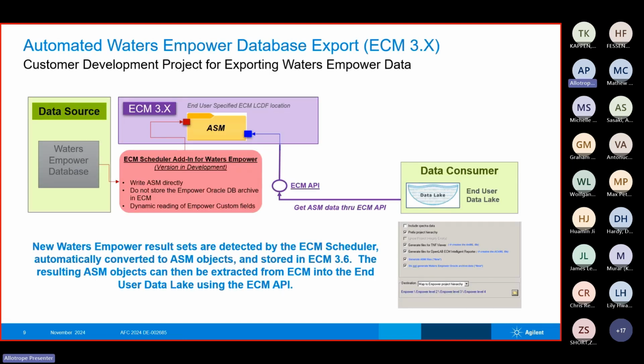We have also integrated ASM export for the Waters Empower database. I would like to recognize Heiko, who's joined this call virtually, who has been extensively working on this project. So what happens is we have a connector that works with the Empower database. Whenever a new record entry hits the Empower database, we read that record, convert the file into ASM, and put it into our content management system. And this can be accessed through APIs from our content management system for further data analytics.